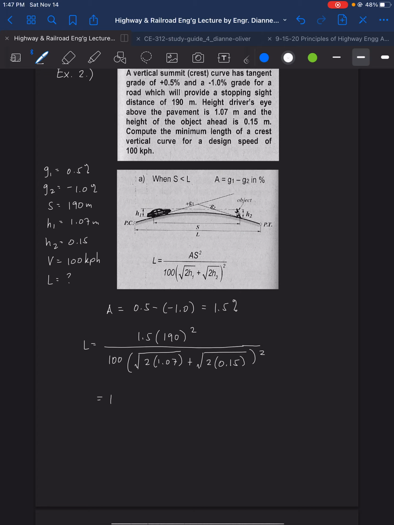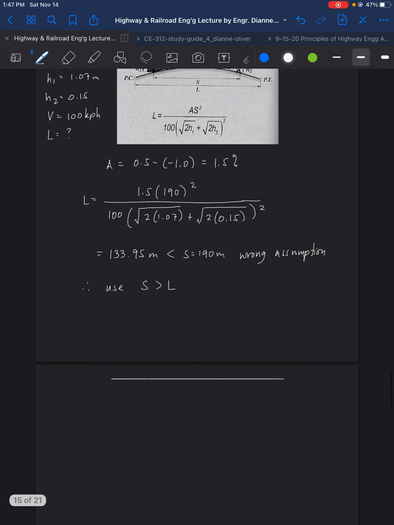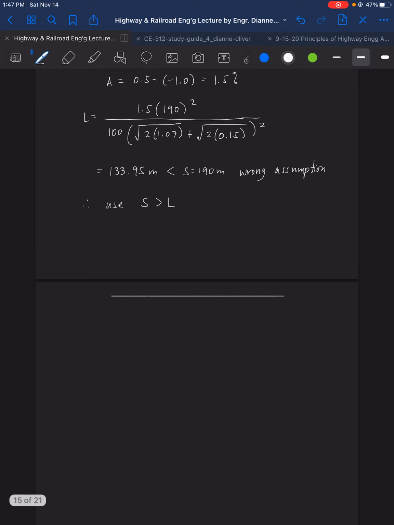So what is now the value of L? It is 133.95 meters, and it is less than the S of 190 meters. Therefore, is our assumption correct? No, it is a wrong assumption. Therefore, use S is greater than L. So we will be using the S is greater than L formula.